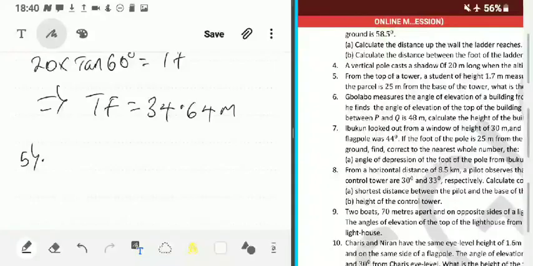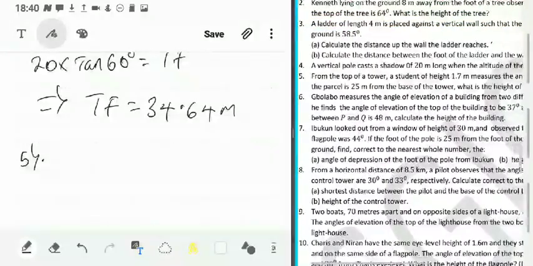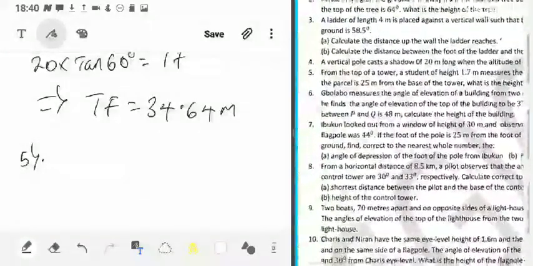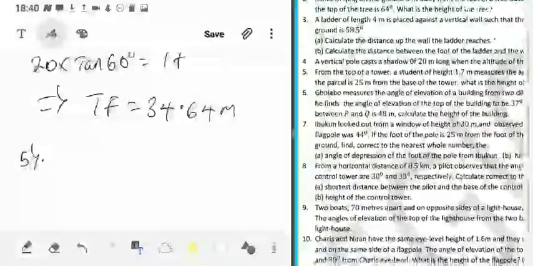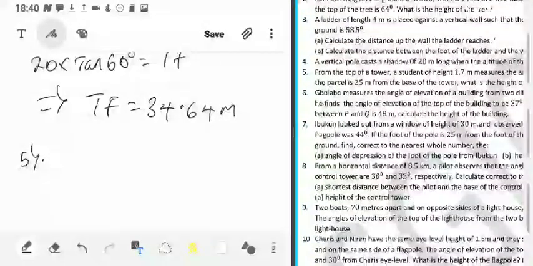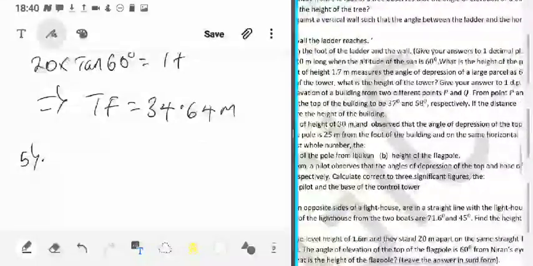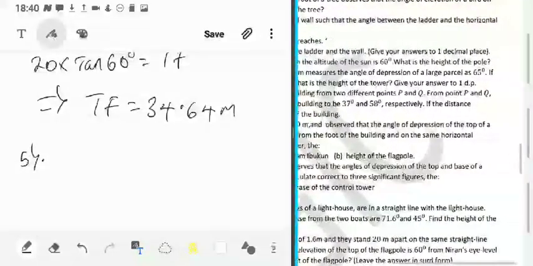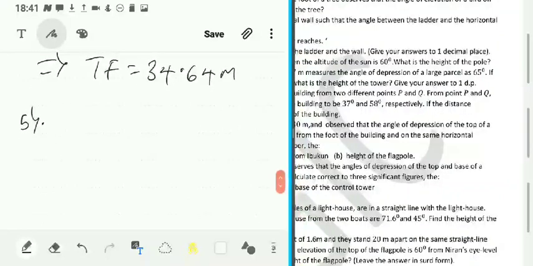Okay. What do I have in number 5? From the top of a tower, a student of height 1.7 meters measures the angle of depression of a large parcel at 65 degrees. Okay, so this is a bit more technical than what we've been doing before.